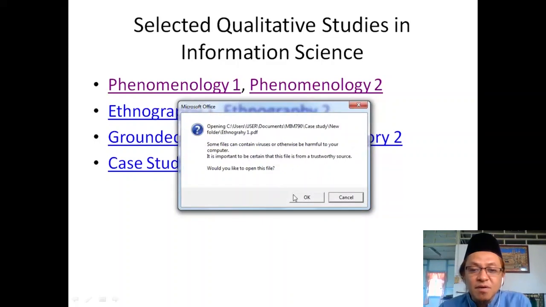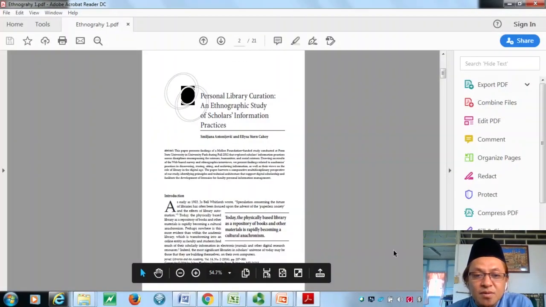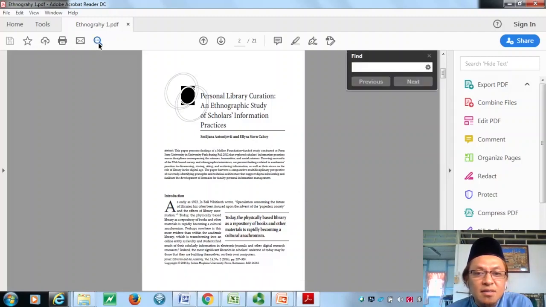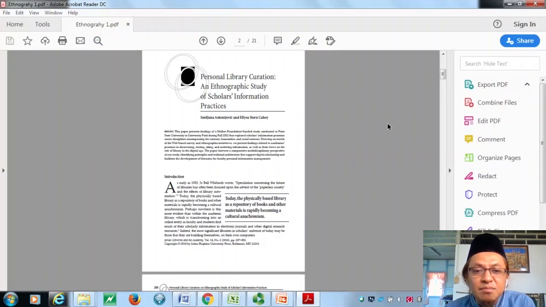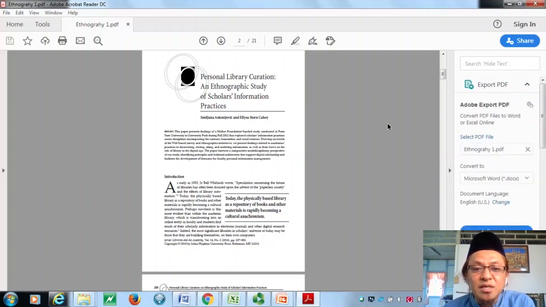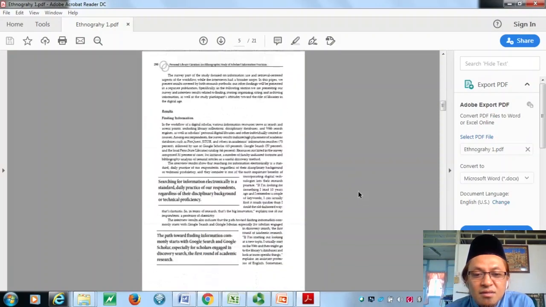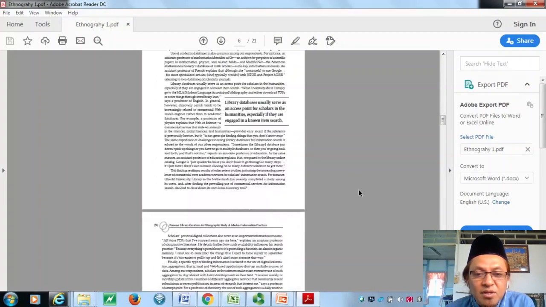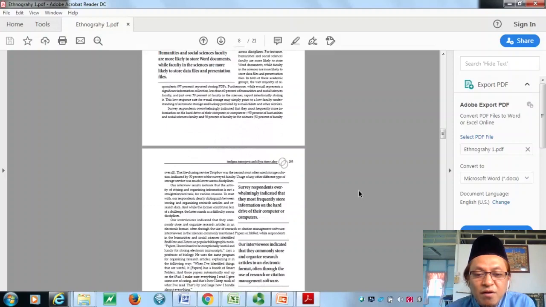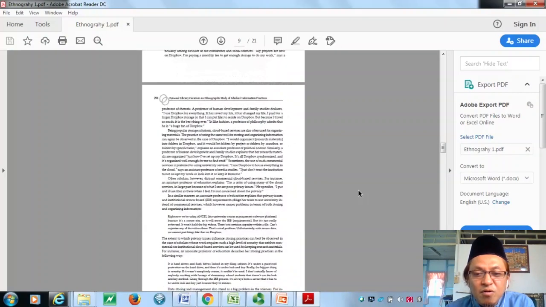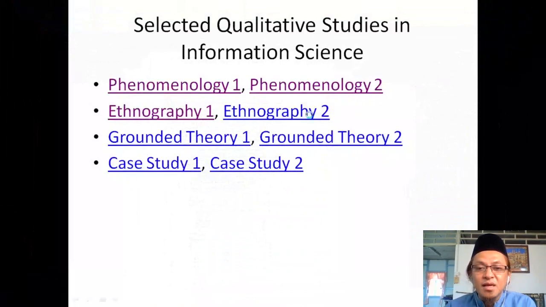Let's look at ethnography in the field of information science. The title of the paper is Personal Library Curation and Ethnographic Study of Scholar Information Practices. You can read through this article by yourself, and probably it will shed some light on how to come up with an ethnography study for a library context.